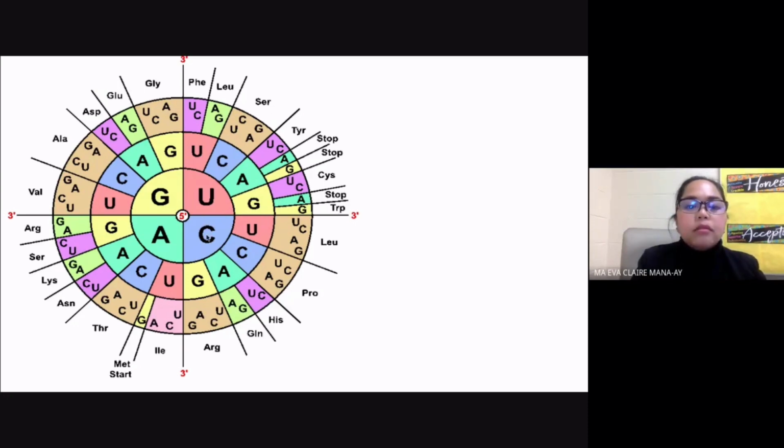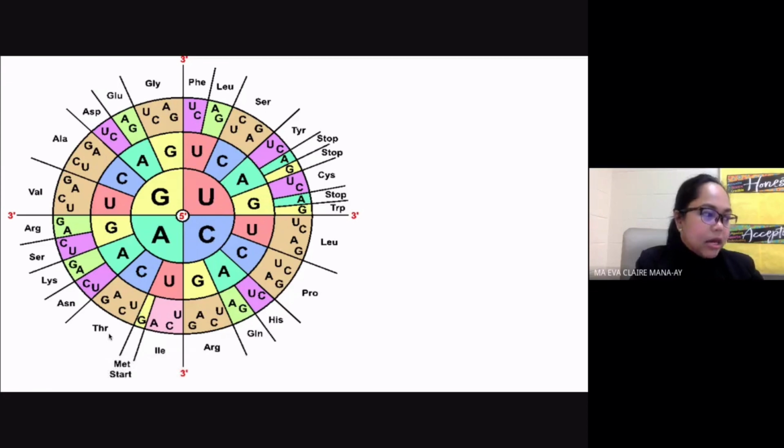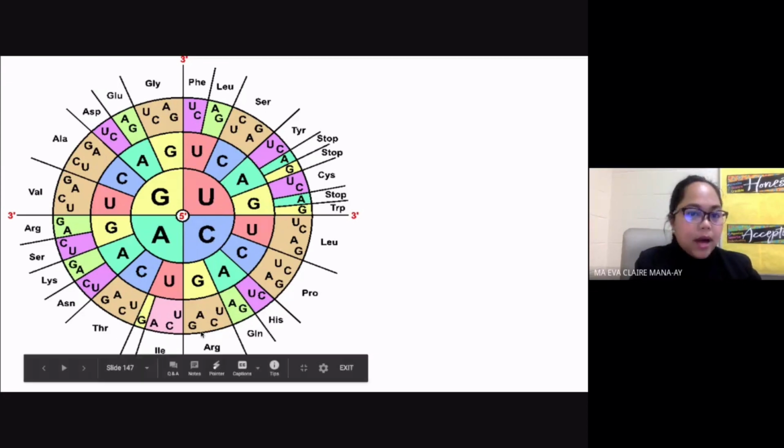If your codon, for example, has CCC, that means it is coding for Pro, another type of your amino acid. If it has ACU, for example, that means it is coding for THR, that's threonine, another type of your amino acid. So again, you read from the center going outwards.